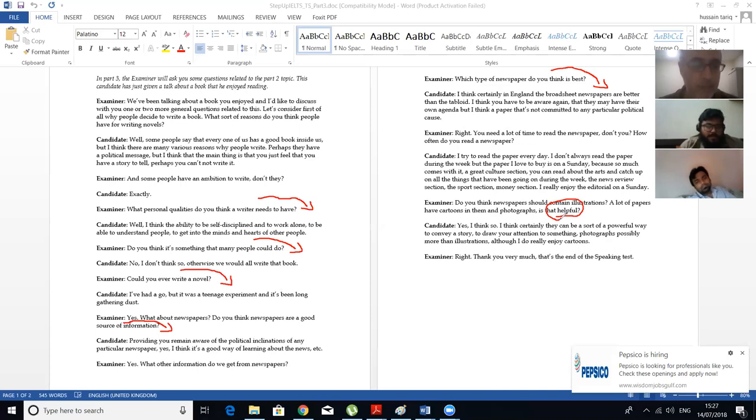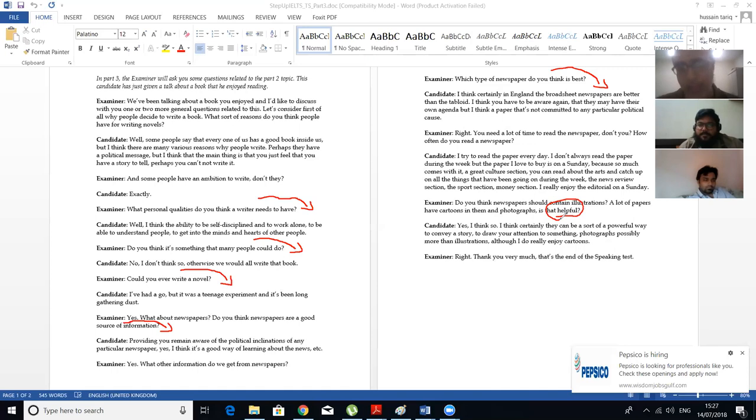Do you think newspapers are a good source of information? Very good. I like it. Yes. Now you're doing a good job. Yeah, that's right. And then the next one? Yes. What about information? Sorry. Yes. What other information do we get from newspapers?